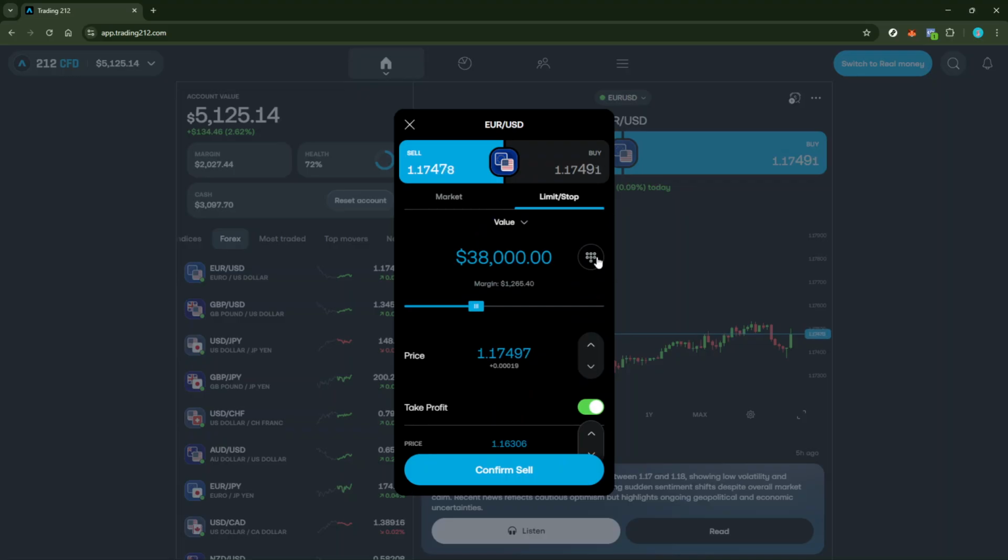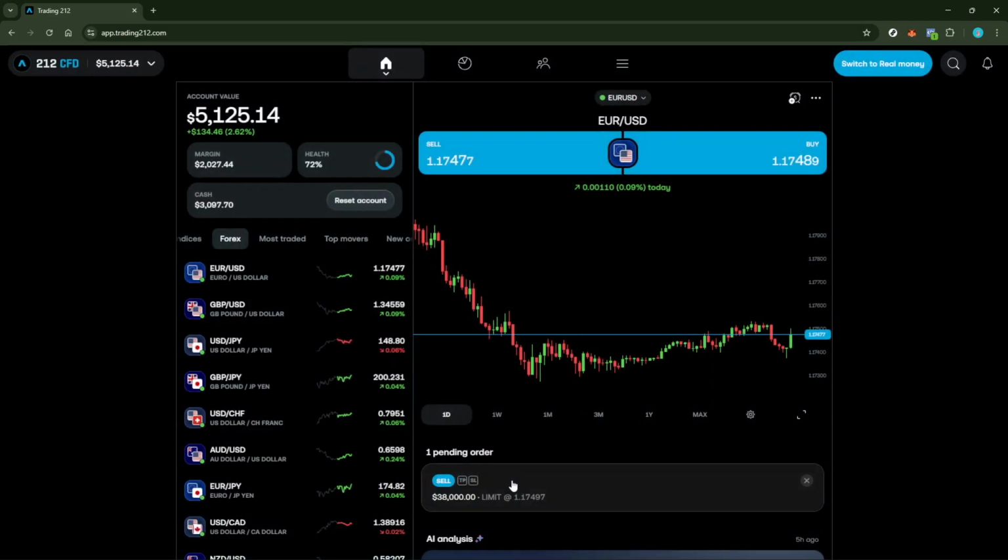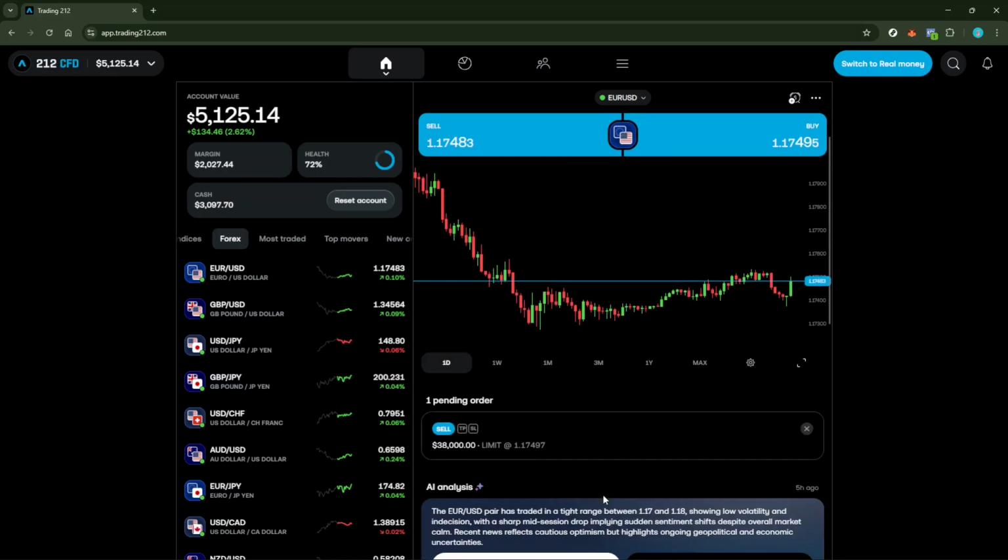Finally, review all the details you've entered, and once you're satisfied, confirm your order. At this point, your order is ready to be executed, but remember, it will only trigger when the price hits your set parameters. This ensures that your trades are processed under the conditions you've determined, giving you greater control over your trading strategy. And there you have it, a step-by-step guide to using stop and limit orders on Trading212.